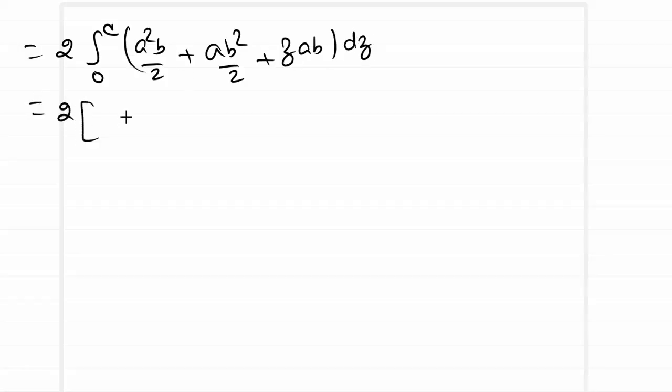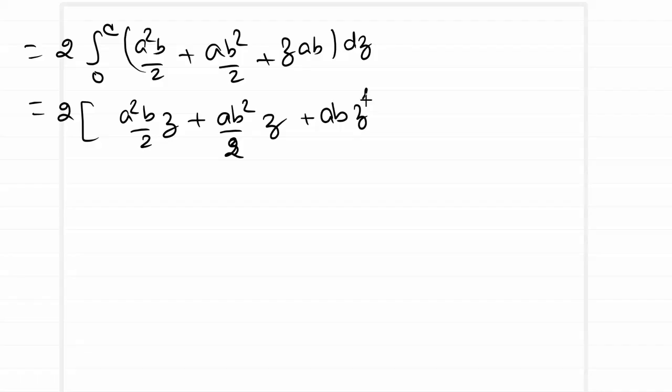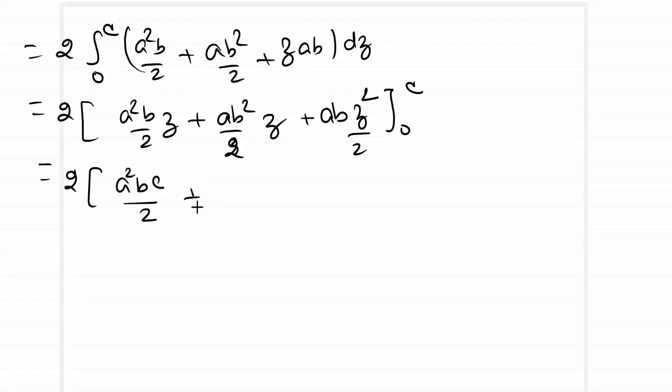So 2 times of, a square b by 2 is a constant with respect to z, so a square b by 2 z. a b square by 2 is again a constant with respect to z, so I will have this again times z. ab is a constant, and z on integration gives z square by 2. Apply the limit 0 to c. So 2 times of a square b c by 2 plus a b square c by 2 plus a b c square by 2.